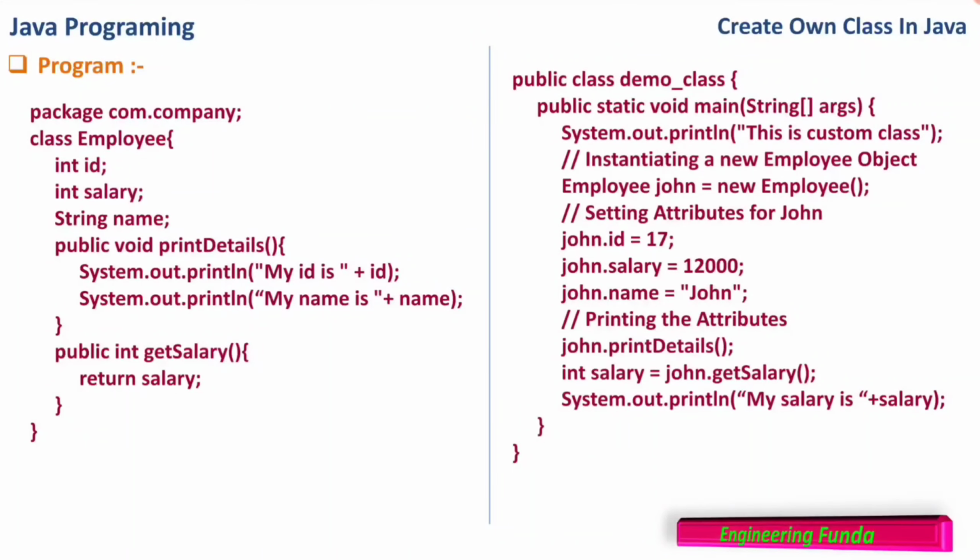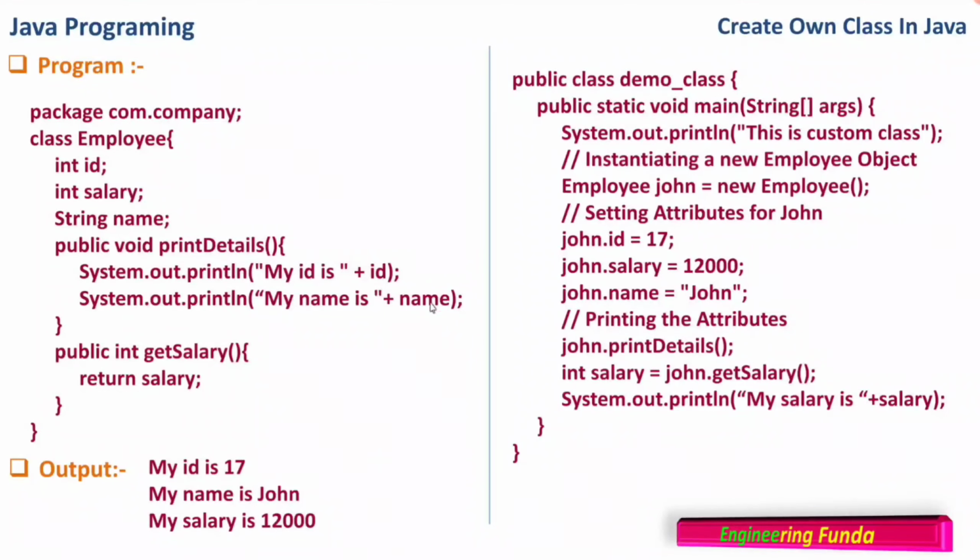If you write this program, compile it and execute it, you will get the output that is mentioned here. The output you will get is my ID is 17. Where will you get this from? john.printDetails. Now printDetails will call this: my ID is and the ID value. What is the ID value here? The ID value associated with the object john is 17. So it will print my ID is 17.